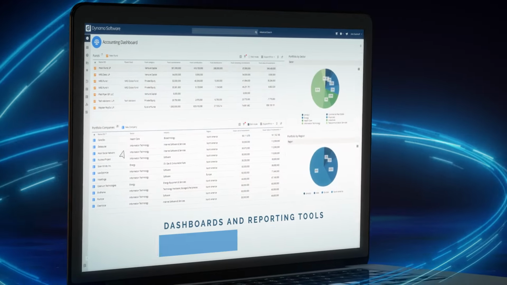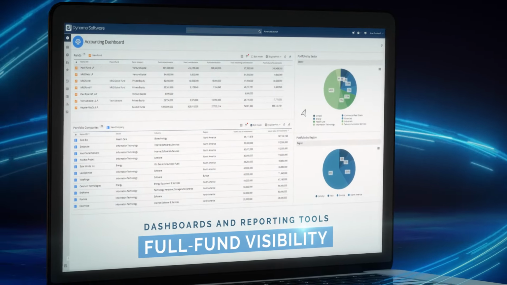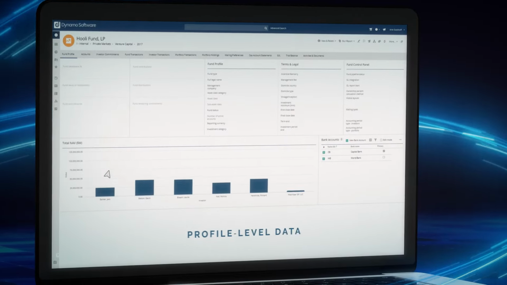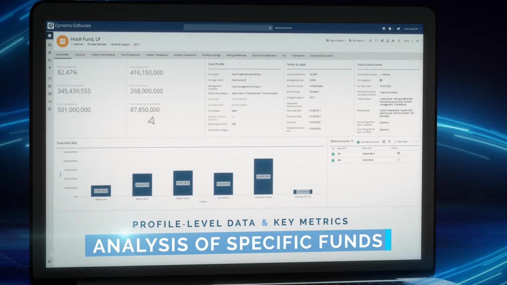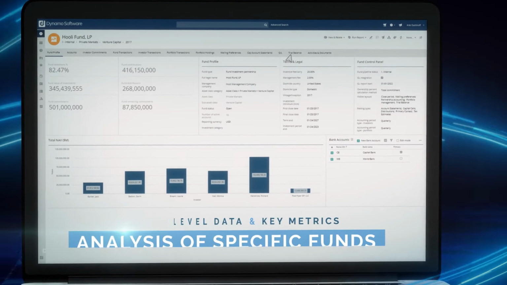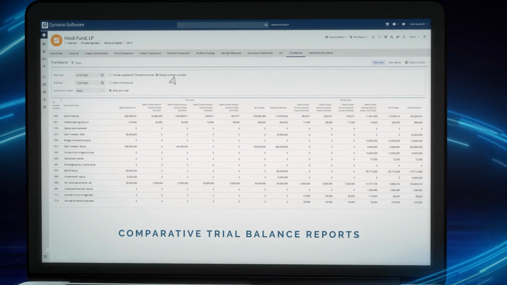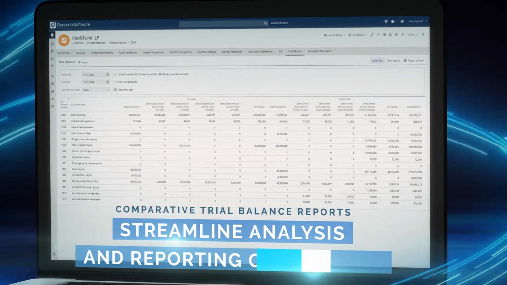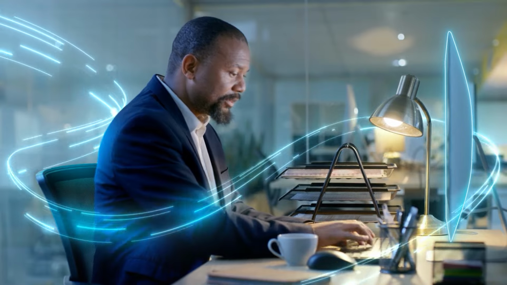Dashboards and reporting tools provide full fund visibility. Profile-level data and key metrics support analysis of specific funds. Comparative trial balance reports streamline analysis and reporting capabilities. Meet your unique needs by choosing from our reporting library and configuring the reports yourself. Avoid back and forth with vendors, reduce human error, and lower your cost of ownership.